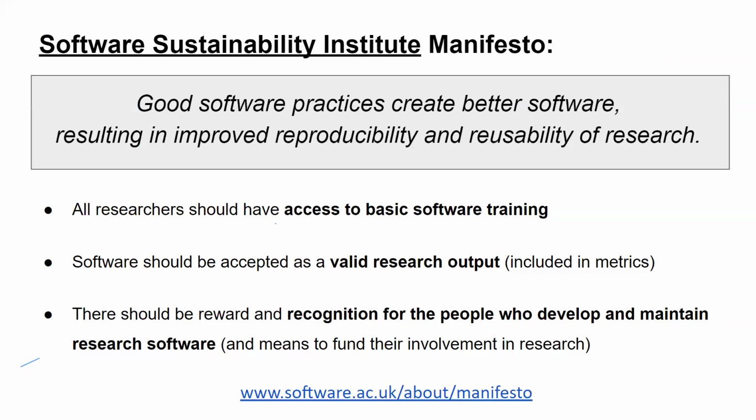Putting this again in context, the Software Sustainability Institute has this manifesto. They basically say that researchers need training in basic software best practices, like the basics of coding and the basics of using version control and sharing their work and packaging things in such a way that they can be shared with other researchers and used to advance research. The SSI also believes that software should be accepted as a valid research output and included in metrics.